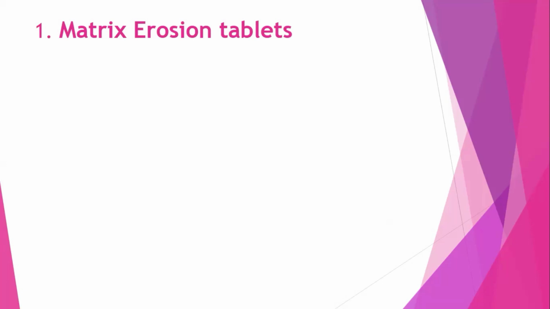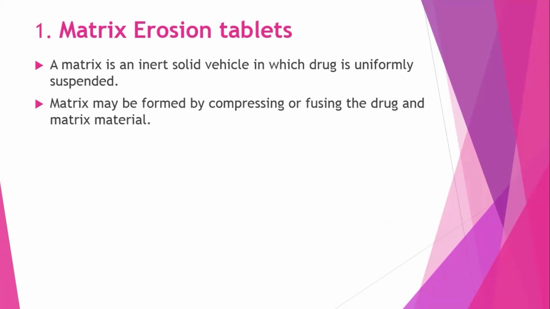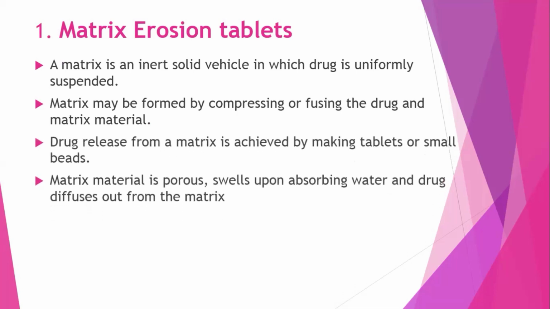So number one is matrix erosion tablets. The matrix is an inert solid vehicle in which the drug is uniformly suspended. Matrix may be formed by compressing or fusing the drug and matrix material. Generally, the drug is present in a very small percentage so that the drug is protected well by the matrix from dissolution, and if there is a less porous material, it will give a longer duration of action.